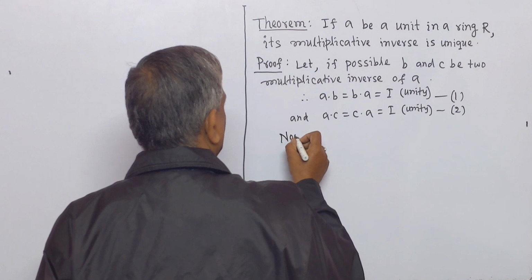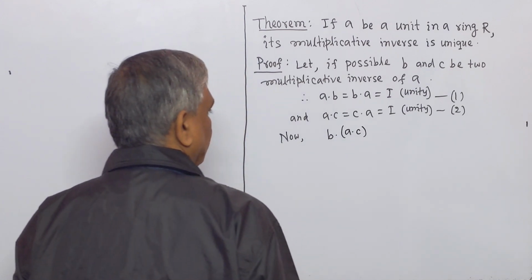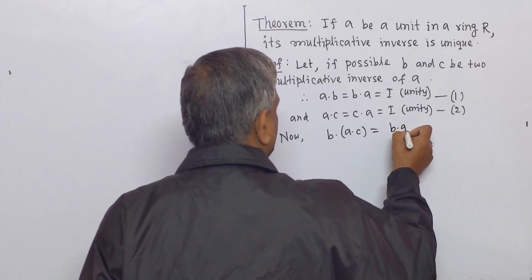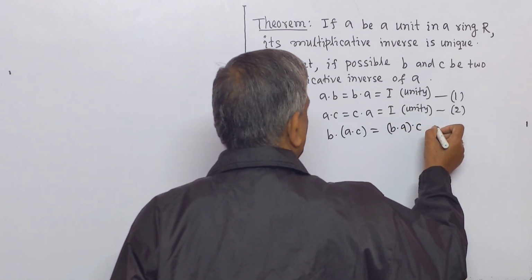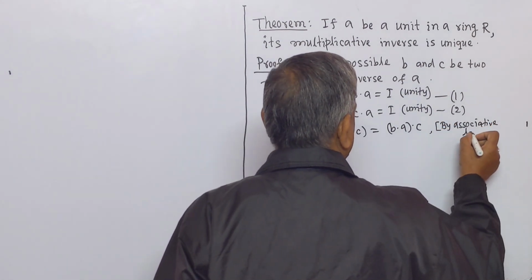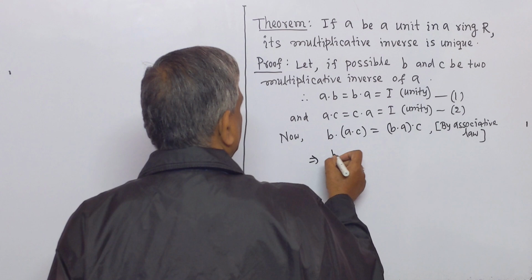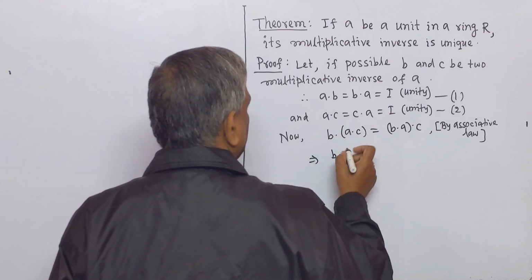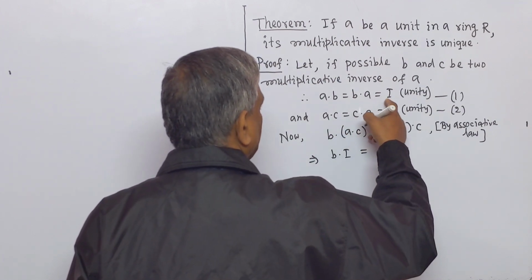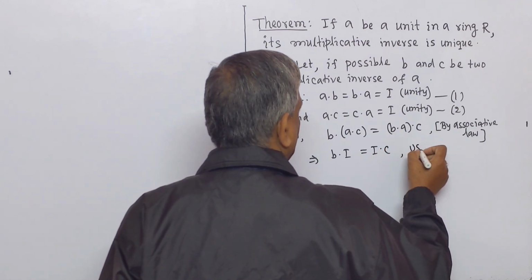Now, B multiply A multiply C by associative law, this equal to B multiply A multiply C by associative law. Implies that B multiply A multiply C is unity. This equal to B multiply A is unity multiply C using 1 and 2.